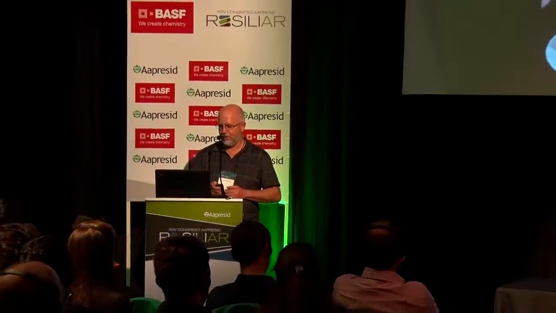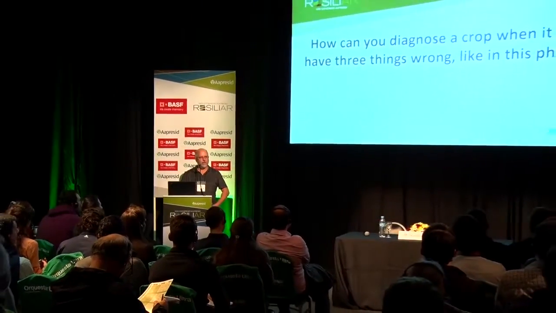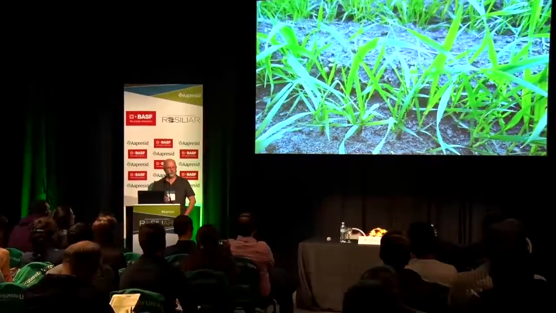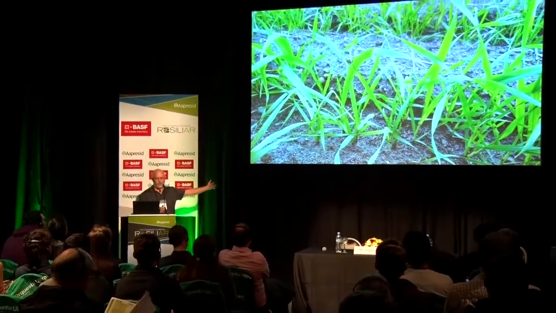The real world is a bit like this. We can have a textbook example of what something should look like, but in the real world it's a bit more complicated. But there is still a way of knowing what's wrong with a plant. So how can you diagnose a crop when you have three things wrong? I'm going to show you this photo at the end of the talk, but that looks nothing like textbooks.